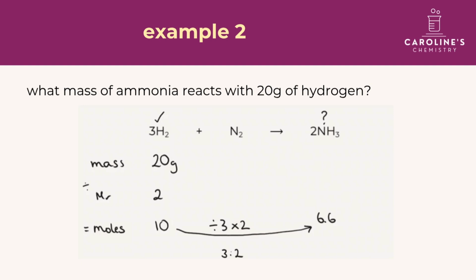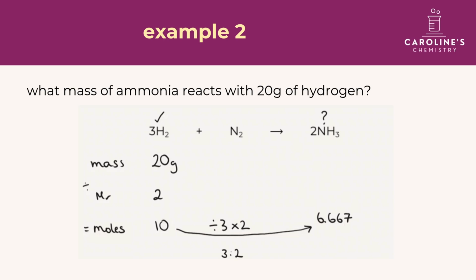That gives us 6.667. I'm going to keep as many of the decimal points here as I can, because otherwise our answer could end up with a rounding error. So don't round at this point.